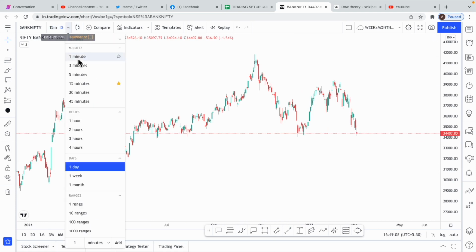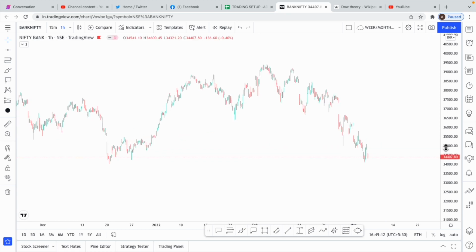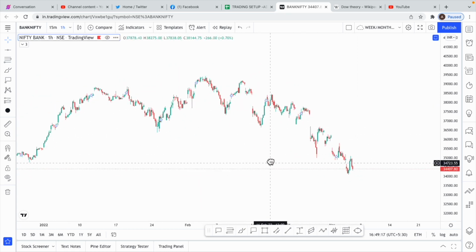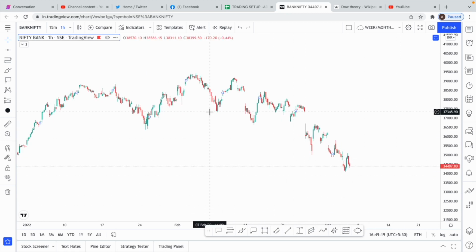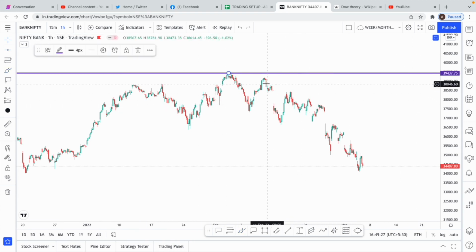Now I'll just shift to a 1 hour chart, just to show the downtrend, how we move in a downtrend based on Dow theory. See, recently we made this high, right? We made a high of 39,400. After that, the market has been in a downtrend.